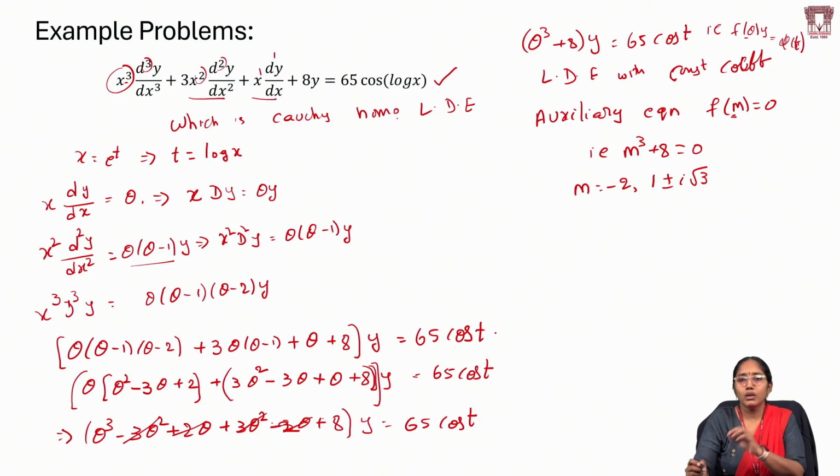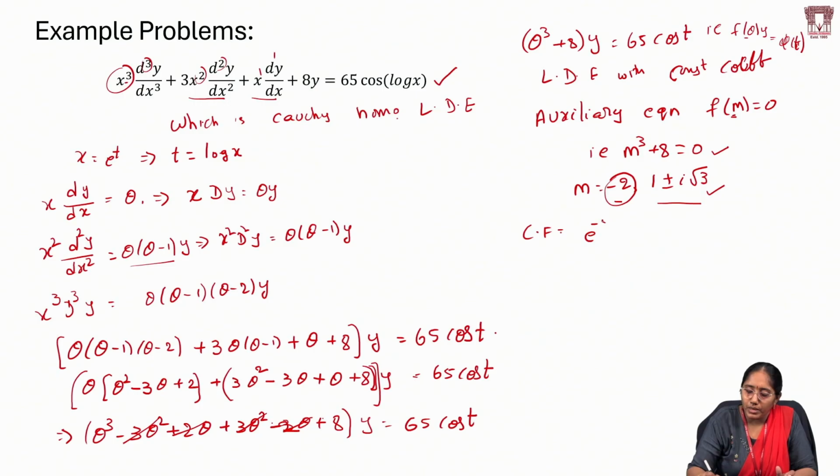Now here observe, the given equation is a third order differential equation. So we will get a third degree auxiliary equation, that is a third degree algebraic polynomial. Then you will get three roots. How are the roots here? One is real and distinct, two of them are imaginary and distinct. So first apply the concept for the distinct root. So the complementary function is e power minus 2t. Here we are using t because the independent variable is t.